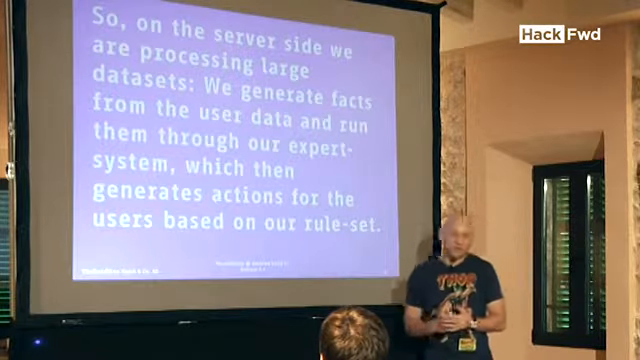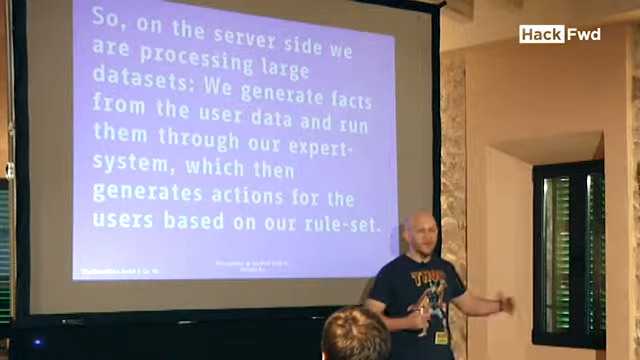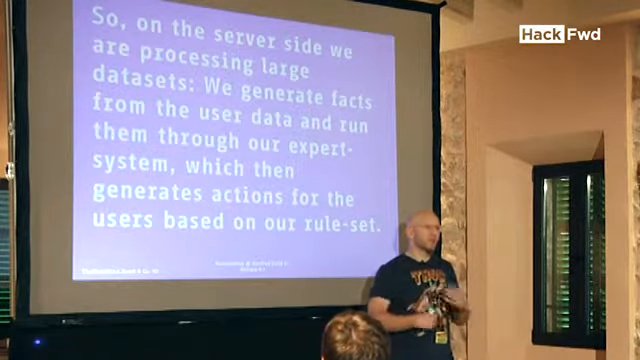So on the server side, we're actually processing large data sets. We are generating facts from the user data. We enrich the data. We call this short-term memory. And then we run this data through our expert system shell. And this generates, in the end, actions for the user based on these rules that we have. And you see these actions in these yellow message boxes on top of the deadline when you're using it.